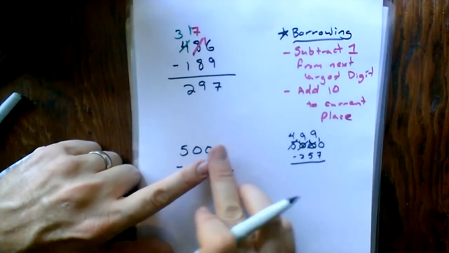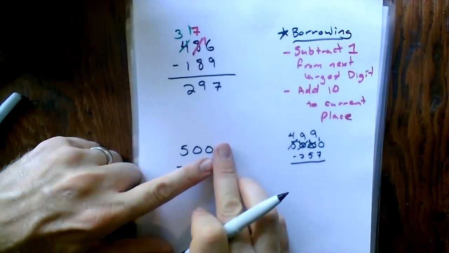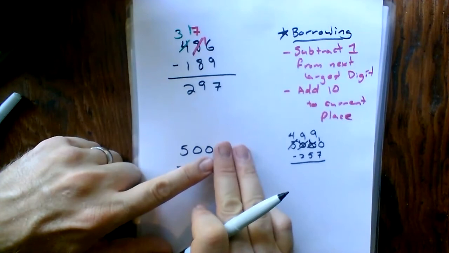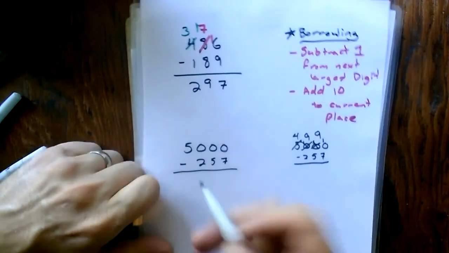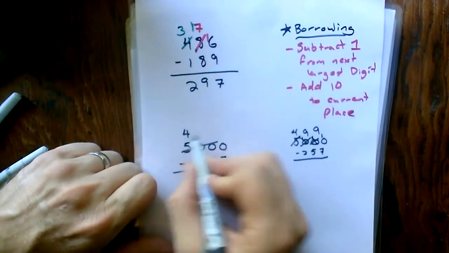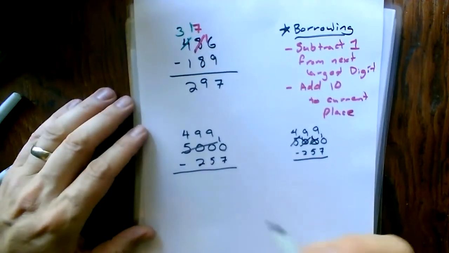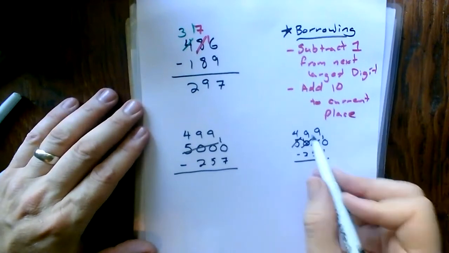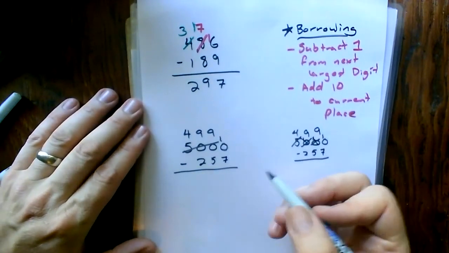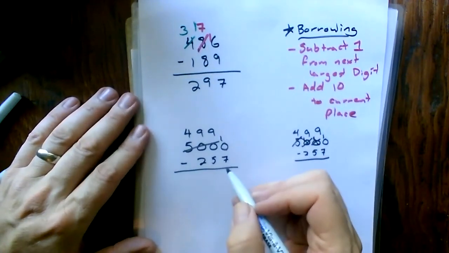I'm borrowing 1 from 500. When I borrow 1 from 500, what do I get? 499. This is the more detailed explanation of that. But now this is a lot easier to work with.